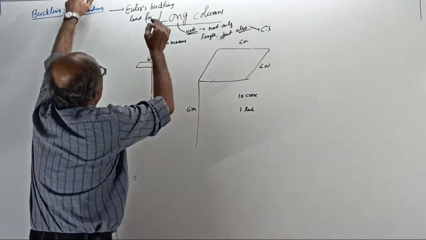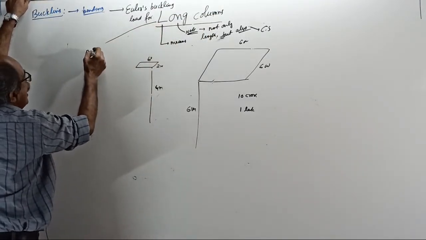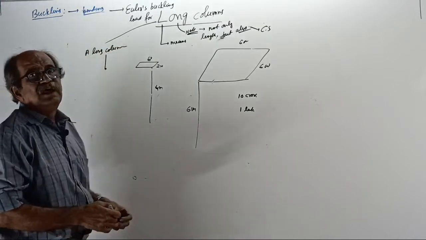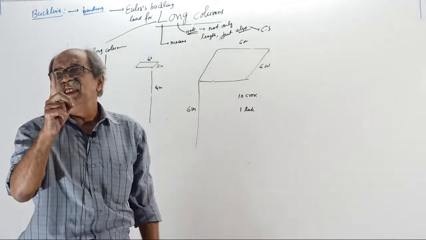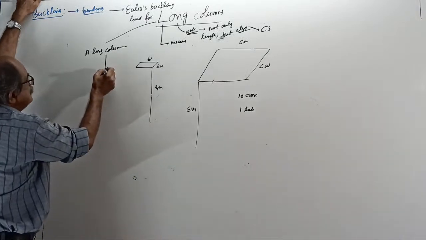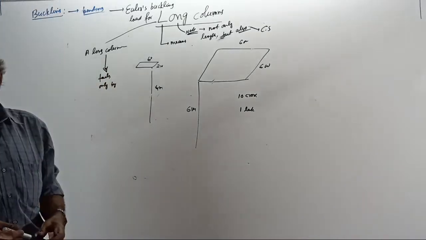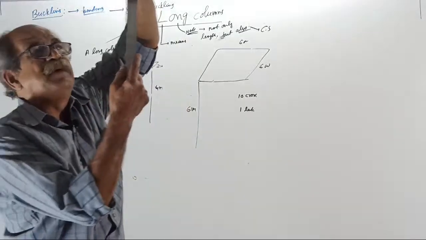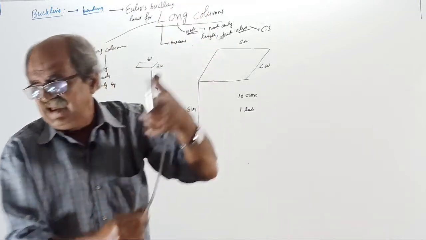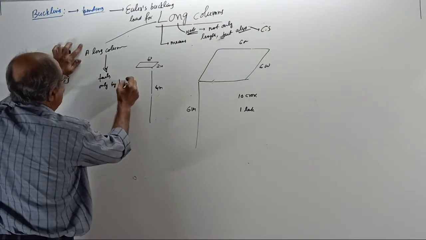Now, Euler's buckling load is for a long column. You should write the definition: a long column is one which fails only by buckling. Those who are interested should write. No axial stress, nothing else is considered here. Which fails only by buckling. Okay, sufficient, leave it now.